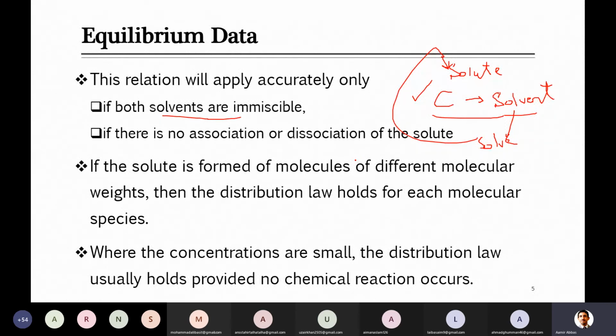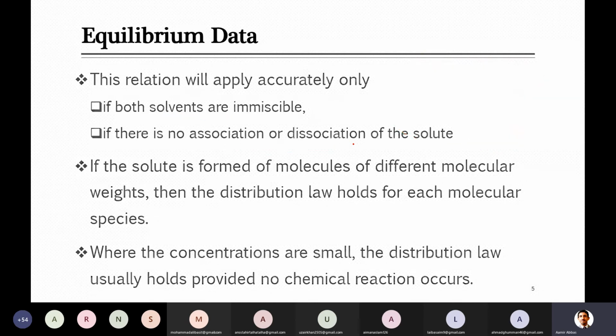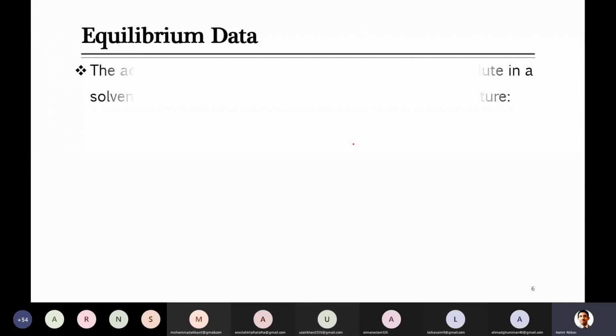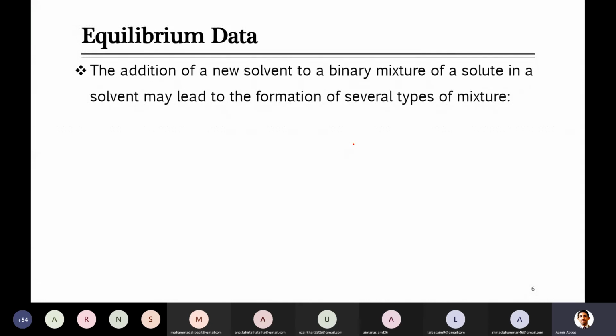It is also valid where the concentrations are small. The distribution law usually holds, provided there is no chemical reaction. I already told you, in the form of association and dissociation, that whenever a chemical reaction is happening, this will not be applied, because in that case you lose the identity of the solute. The solute is no more in the form in which it originally was.